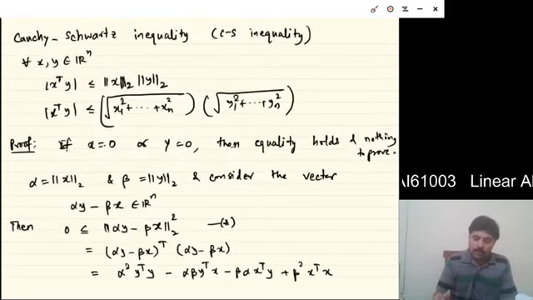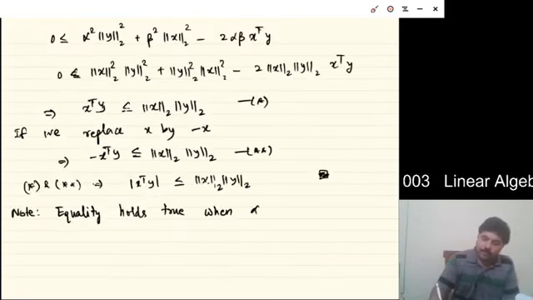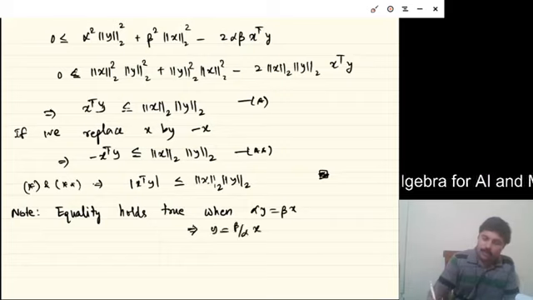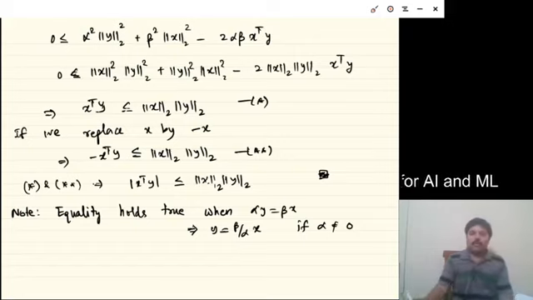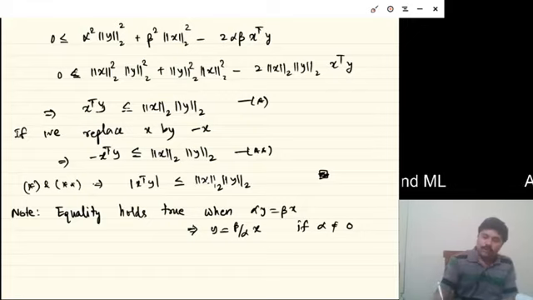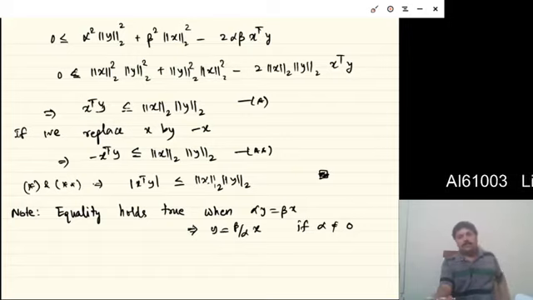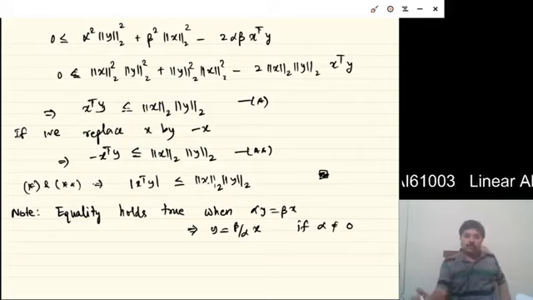Equality holds true when, in our notation, alpha y is equal to beta x, which really means that y is equal to beta by alpha x if alpha is not equal to 0. So what we really are saying is that one vector y is a linear multiple of another vector x. So if the x and y vectors are such that one is the linear multiple of the other vector, then actually equality holds in Cauchy-Schwarz inequality.